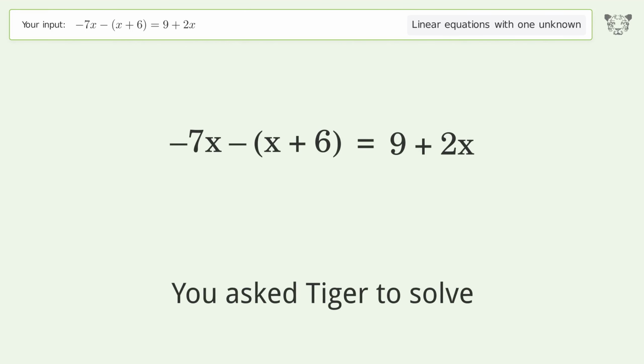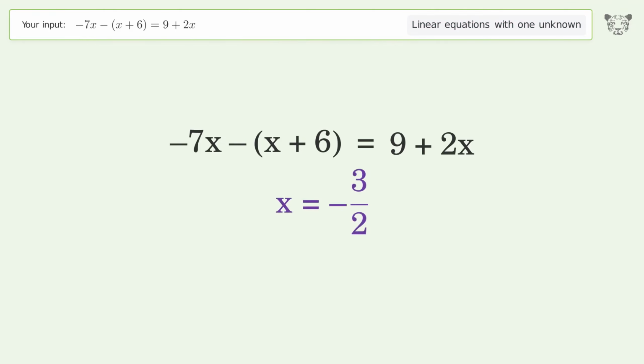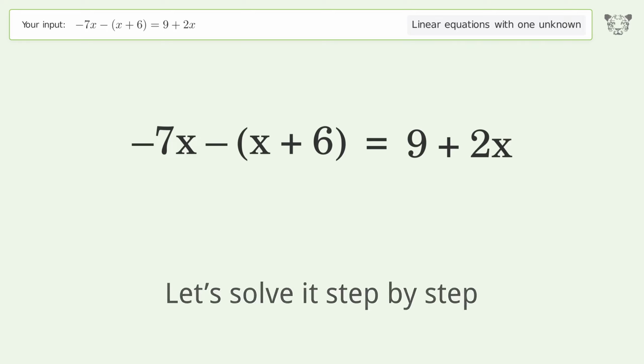You ask to solve this, which deals with linear equations with one unknown. The final result is x equals -3/2. Let's solve it step by step.